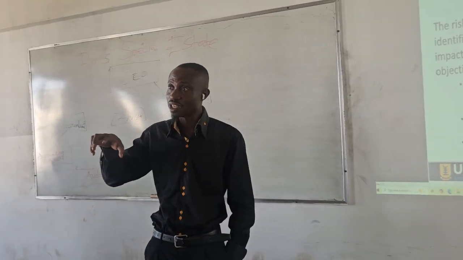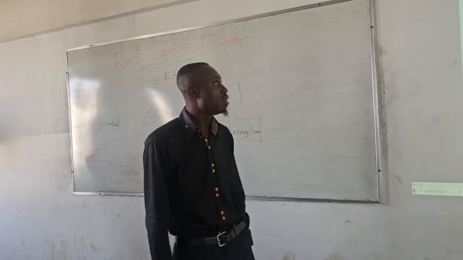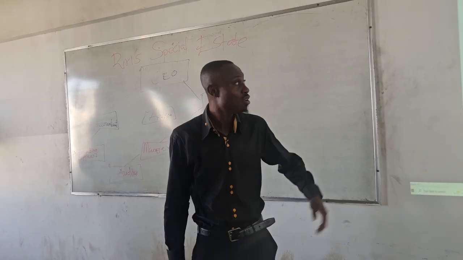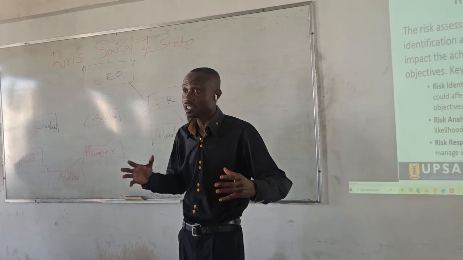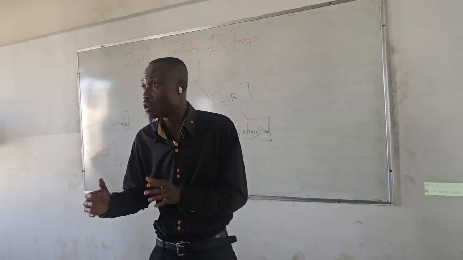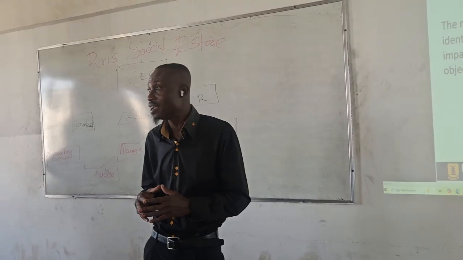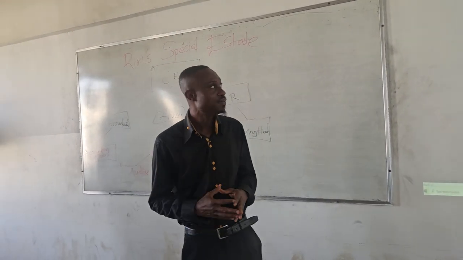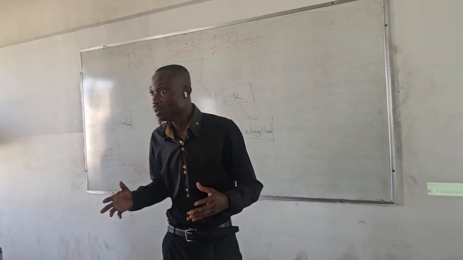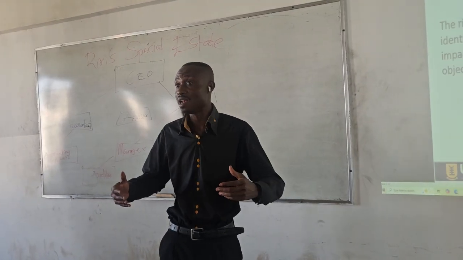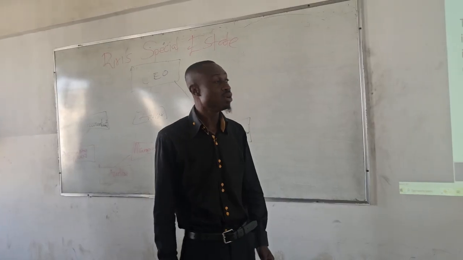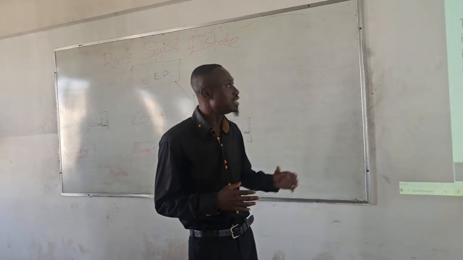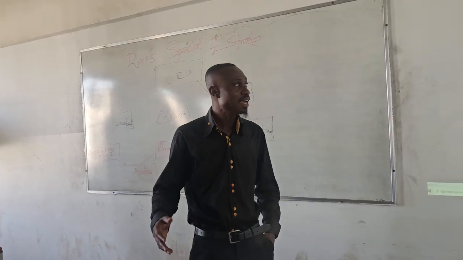Those risks could impact the achievement of the organization's objective. Okay? So the risk will probably prevent you from achieving your objective. So the earlier you identify them and mitigate them, the better. Okay? So identification and evaluation of the risks that are likely to spring up, and then you deal with them so that they don't have any effect on the organization's effectiveness.